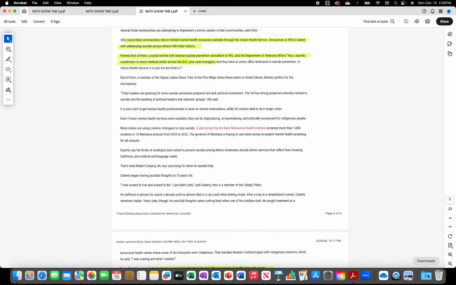Pamela End of Horn. This is her name, Pamela End of Horn. And mind you, I'm not going to say anything like it's written in stone or like I actually know, but from my limited understanding, it seems as though these names are for a performance or an act, theater. Pamela End of Horn.